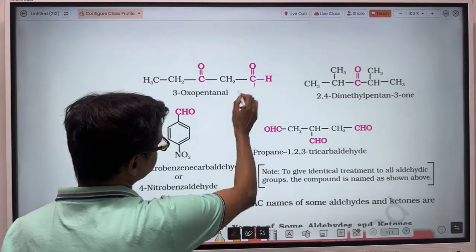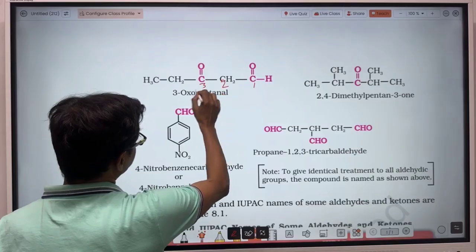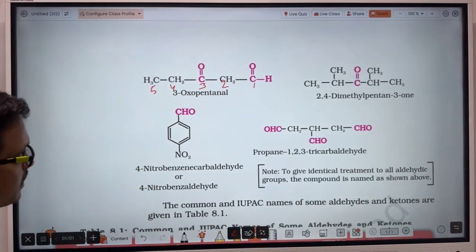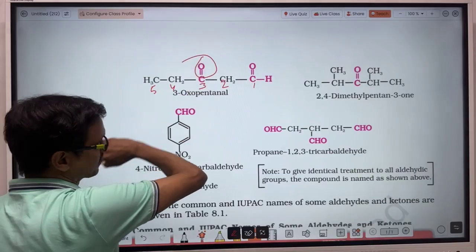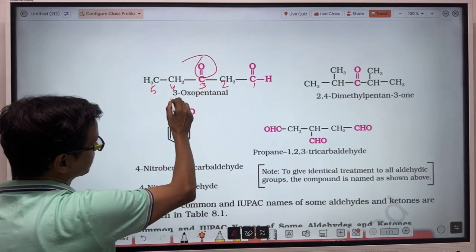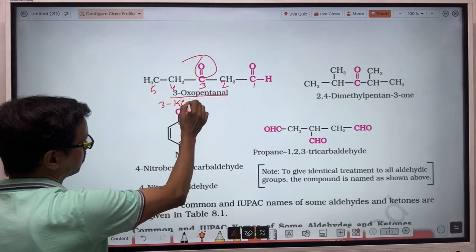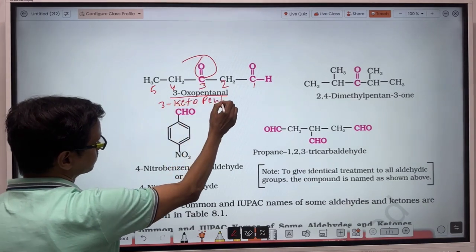So this is aldehyde, so that will get first position, 2, 3, 4, 5. This one. So this one here we will consider as a substituent. So that's why 3-oxopentanal, or that can also be written 3-ketopentanal.